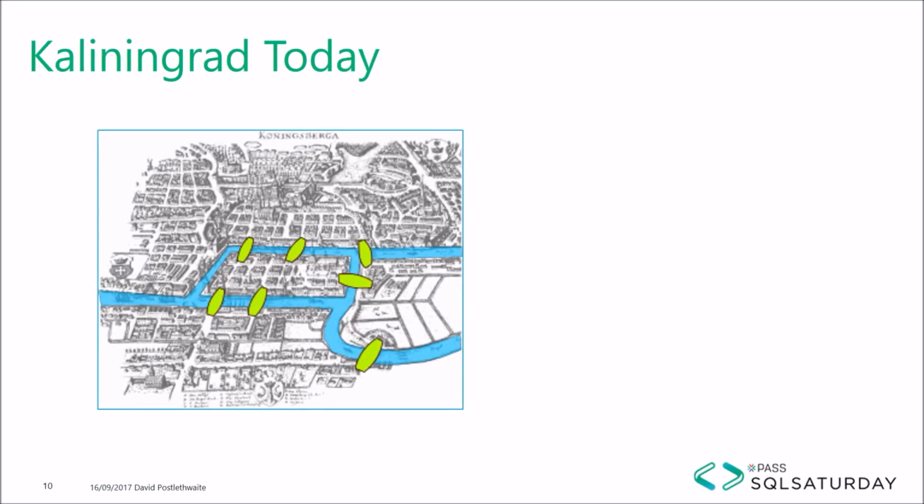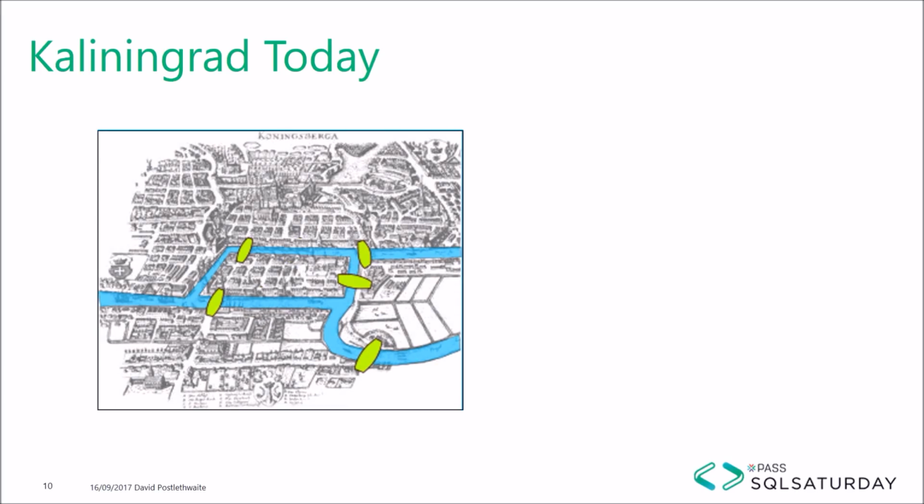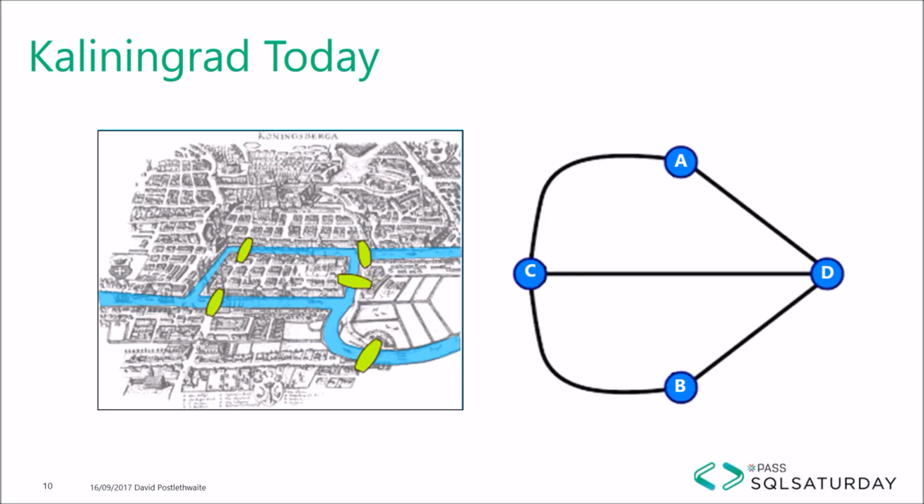2 of the 7 original bridges didn't survive World War II, and Königsberg is now part of Russia, called Kaliningrad. So now there are only 5 bridges in Kaliningrad, and if we represent the town as a graph, we get this, where node A has 2 degrees, node B has 2 degrees, node C has 3 degrees, and node D has 3 degrees. So in terms of graph theory, we have 2 even and just 2 odd nodes. Therefore, an Eulerian path is now possible, but it must begin on one island and end on the other.